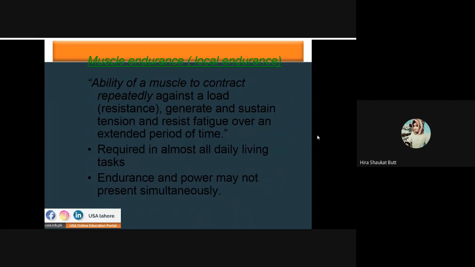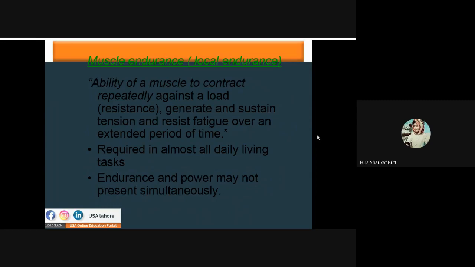In contrast, we have local endurance or muscle endurance, which is again the ability of a muscle to contract repeatedly against a load, against a force, generate a sustained force, and resist fatigue over an extended time period. So, this is muscle endurance, and it is required in almost all daily living activities.